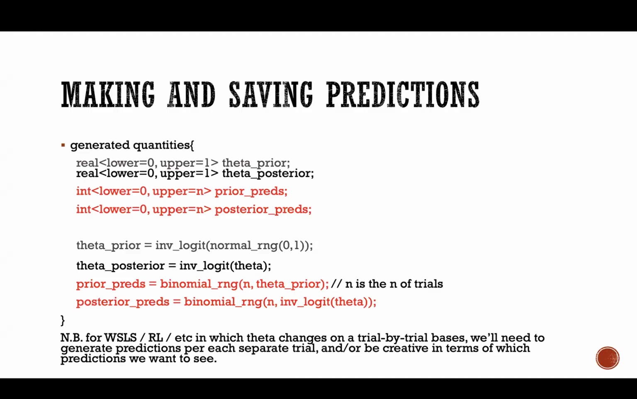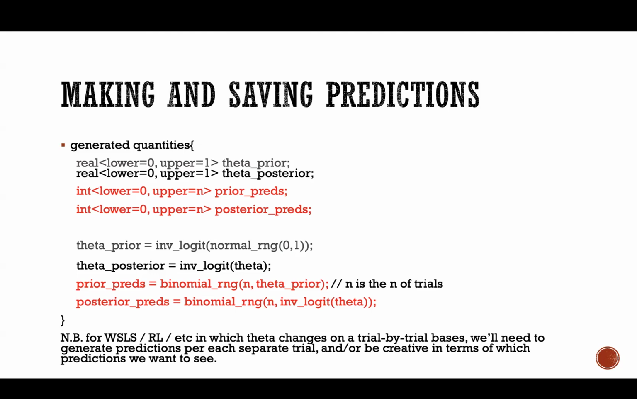We can also run predictions, right? We can create a new variable called prior preds, which is an integer. It has a lower boundary at 0 and an upper boundary at n. And I'll get to y in a second. We can also do the same, anticipating the posterior predictive checks, but calling them posterior preds.